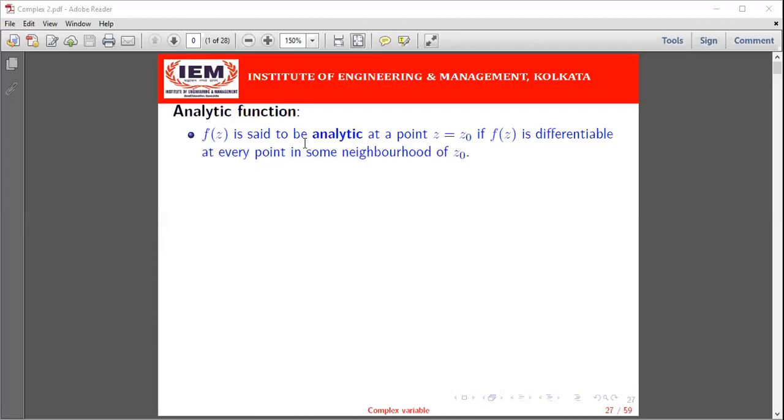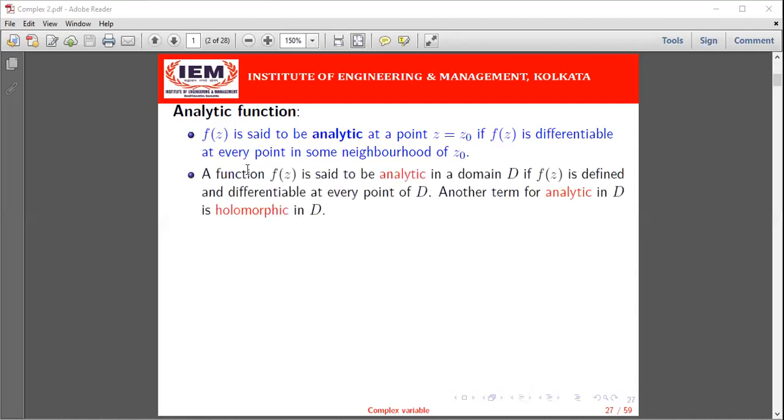So f(z) is said to be analytic at a given point z0 if f(z) is differentiable at every point in some neighborhood of z0. Then the function is analytic in a domain D if f(z) is defined and differentiable at every point in D. That means we can consider any point from that domain, construct a neighborhood around that point, and the function is differentiable at all points in that neighborhood. Analytic in a domain D is considered as holomorphic in D. That means another name for analyticity in a domain is holomorphic in a domain.